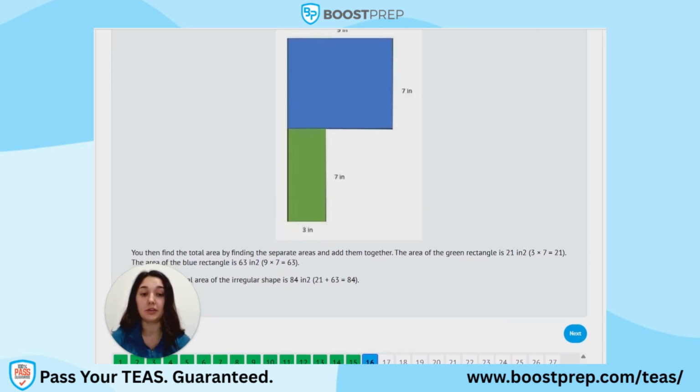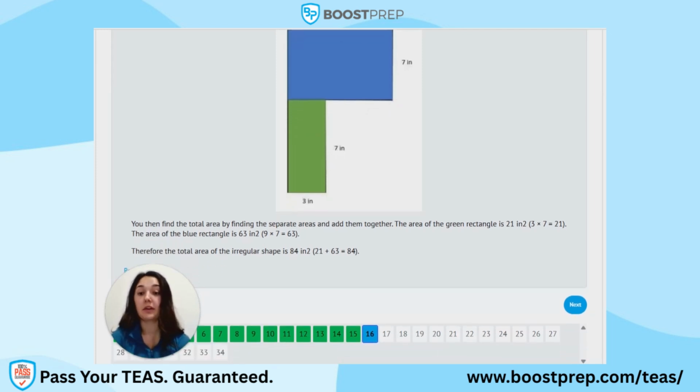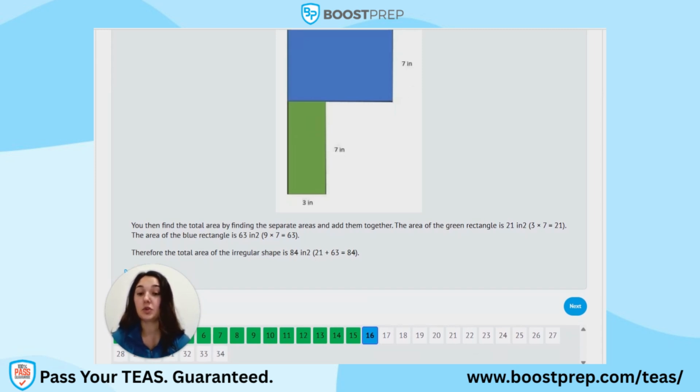The area of the green rectangle is 21. So you do 3 times 7 equals 21. The area of the blue rectangle is 63 inches squared. 9 by 7, that's 63. Therefore, the total area is 21 plus 63, and that gives you 84.